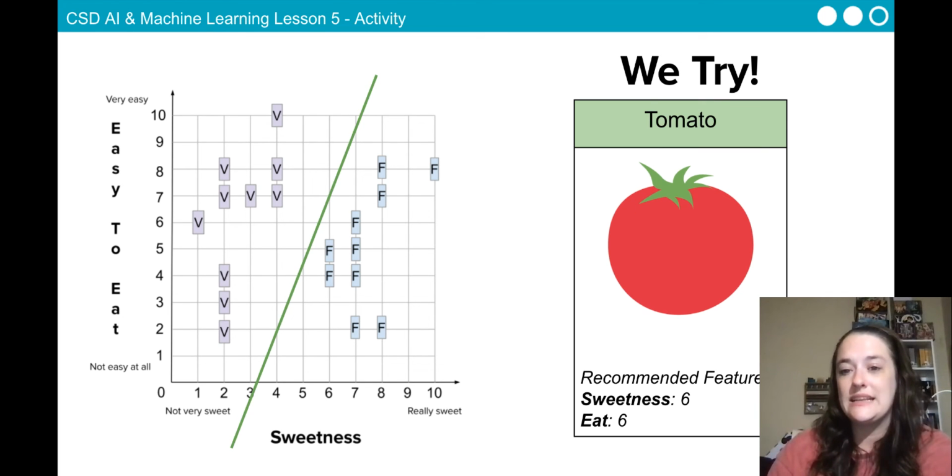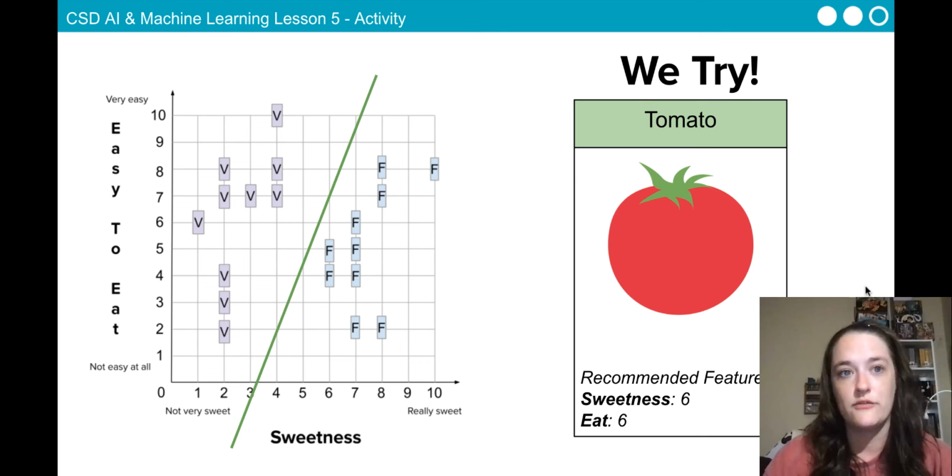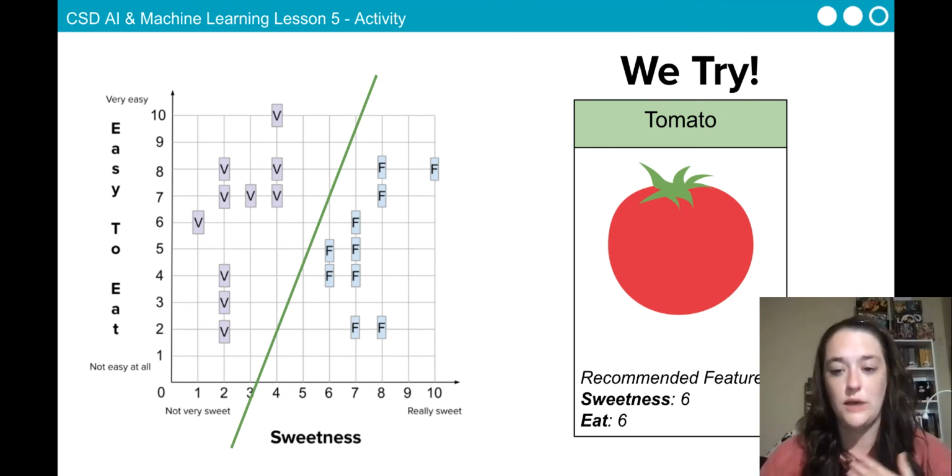Tomatoes are technically classified as fruit because they contain seeds, but they are usually used as vegetables when making foods. So where does the tomato fall on your chart if you used your own personal opinions for these numbers? I definitely want you to put that in the discussion board.